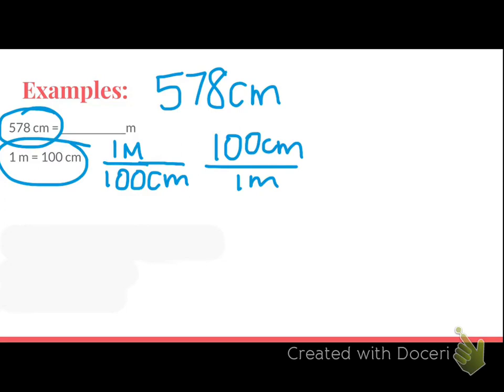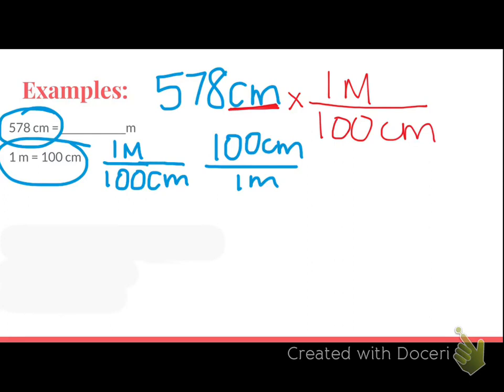Now, which one do I use? The idea here is that your units are going to cancel. So my centimeters are going to be considered on top in this situation. So in order for my units to cancel, one has to be on top and the other has to be on the bottom. So what I mean by that is we would use this equivalence statement.